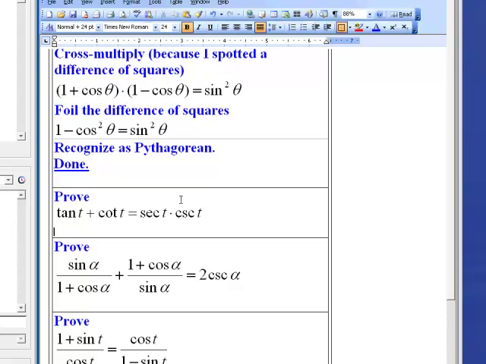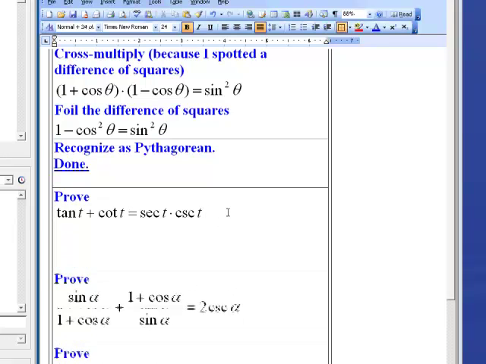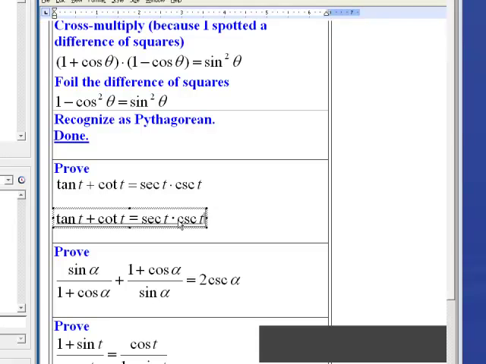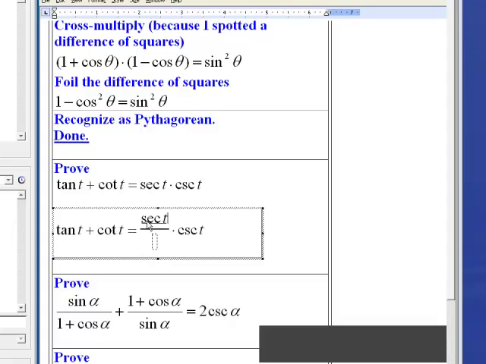Prove tangent t plus cotangent t equals secant times cosecant. Okay. Basically on this one, I don't have much of a good idea what to start out with. So on the right-hand side, I'm just going to rewrite them. This one here, of course, is 1 over cosine t. And this one here is 1 over sine t. That didn't get me very far yet, as you may notice.